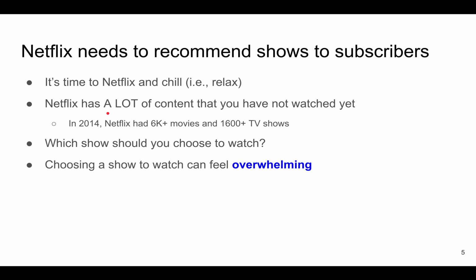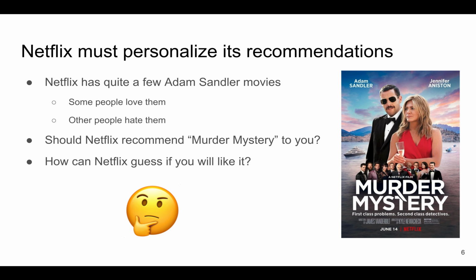You open Netflix and then you find that there's a lot of content that you haven't watched yet. There could be more than 6,000 movies and more than 1,600 TV shows, which have lots of series and lots of episodes. So which show should you choose to watch when you just want to relax? Well, just choosing a show can feel quite overwhelming given the huge number of shows to select. Because of this, Netflix needs to recommend shows to you in order to make it a better user experience for you, so you can really just chill and relax.